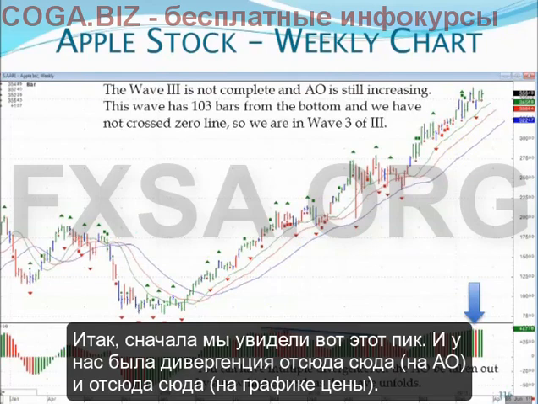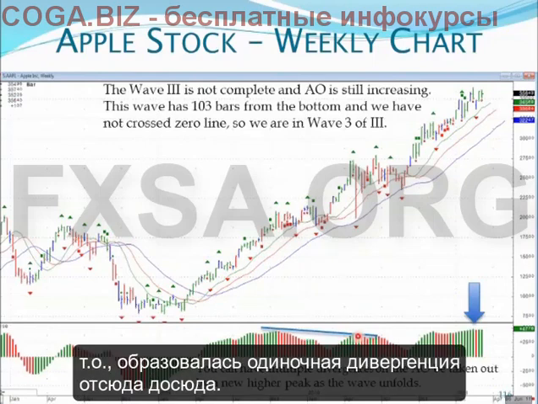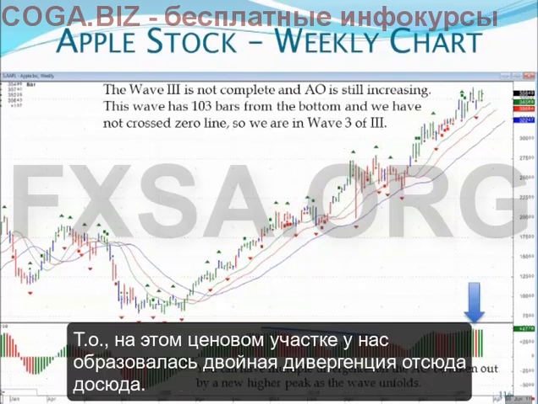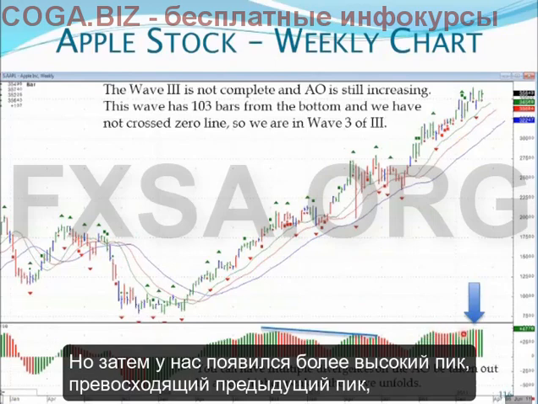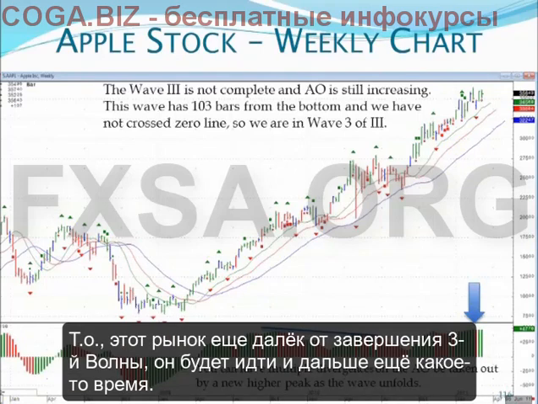Now in the beginning we saw we had a peak and we had divergence from here to here and here to here. Then we had a new taller peak created, so the divergence went from here to here, creating a single divergence, and then yet another. So the price is here. So we have a double divergence from here to here, but then now all of a sudden we have a new taller peak coming out, takes out our previous one, and tells us that we're still in or creating the third of this wave. So this stock is not near finishing the third wave.